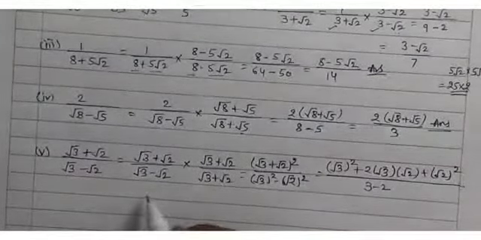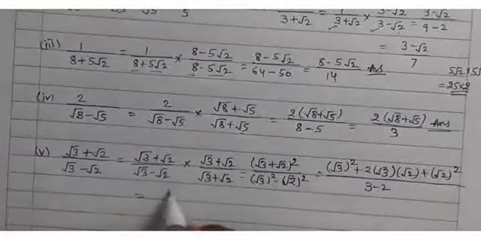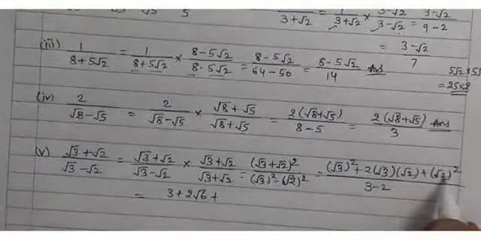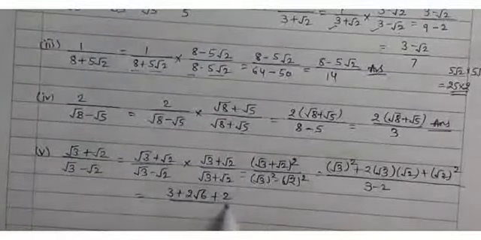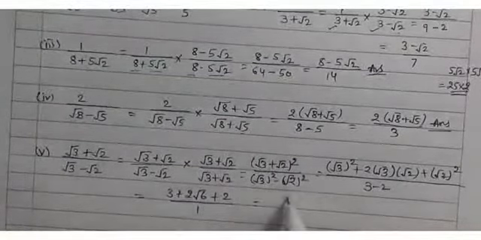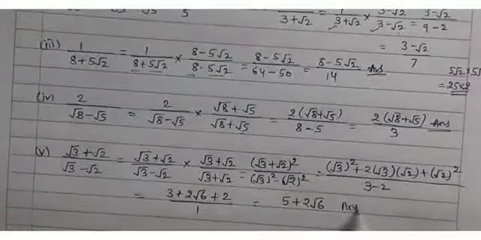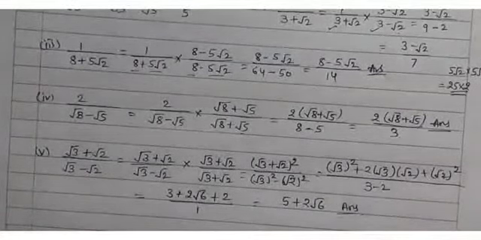Now come on here. Root 3 square is 3 plus 2 root 6. Root 2 square is what? 2, and 3 minus 2 is 1. This is 5 plus 2 root 6. This is your answer.